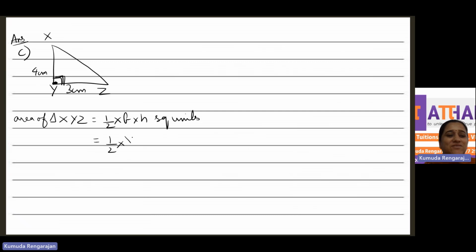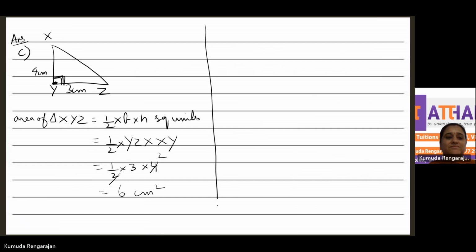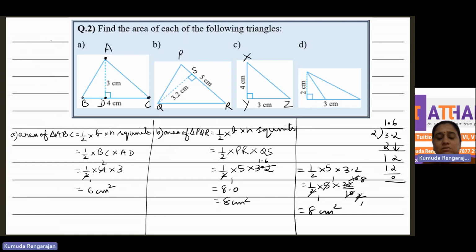Okay. So half into base is YZ into height. Correct? I think this is D, no? Oh, C.